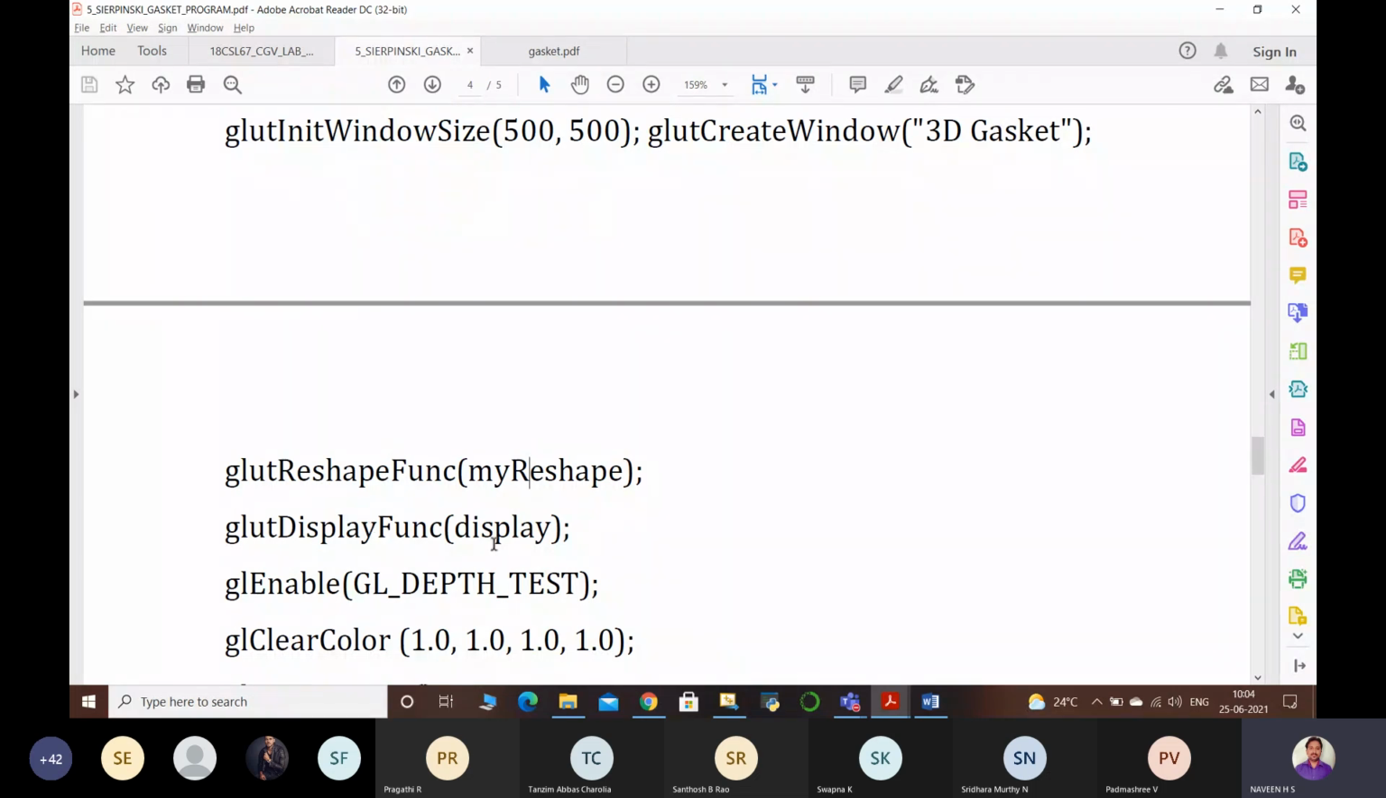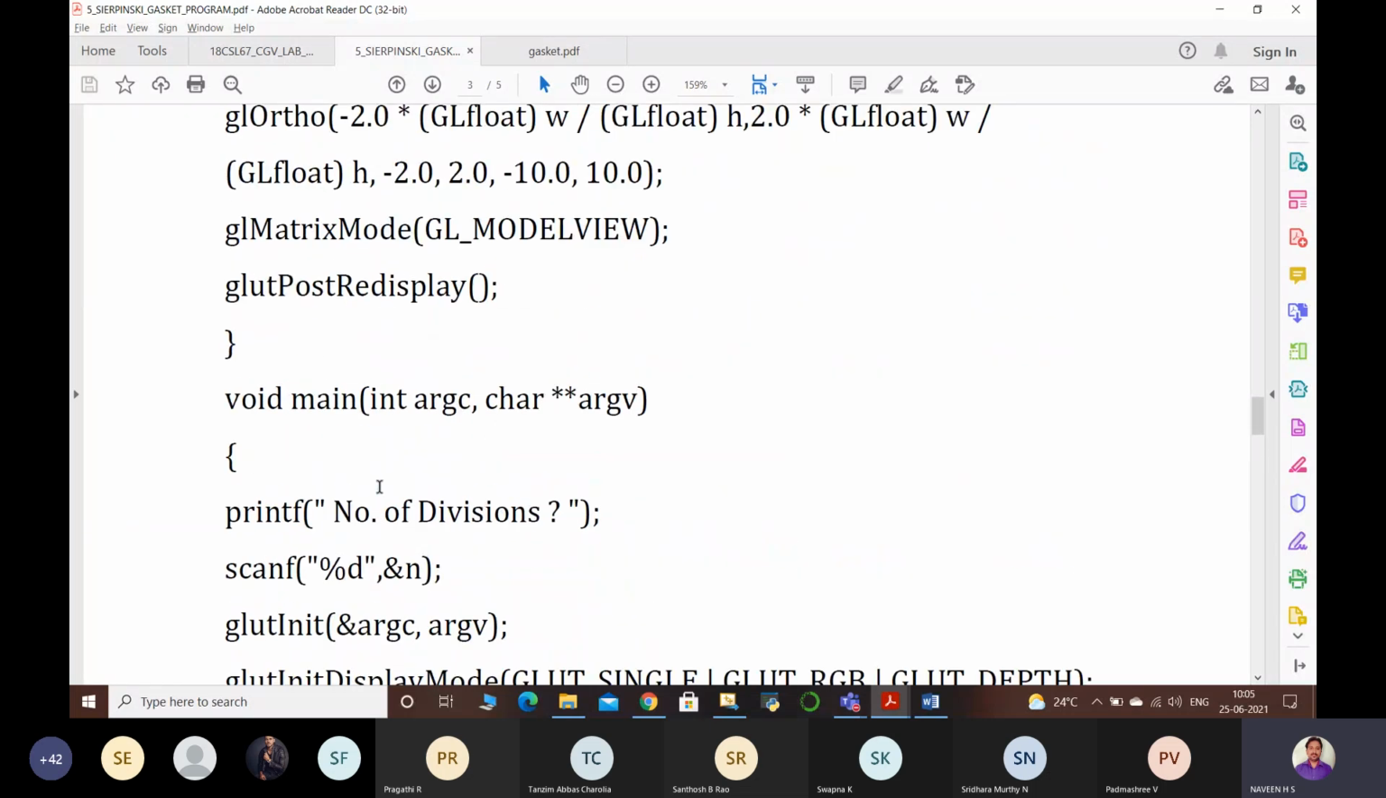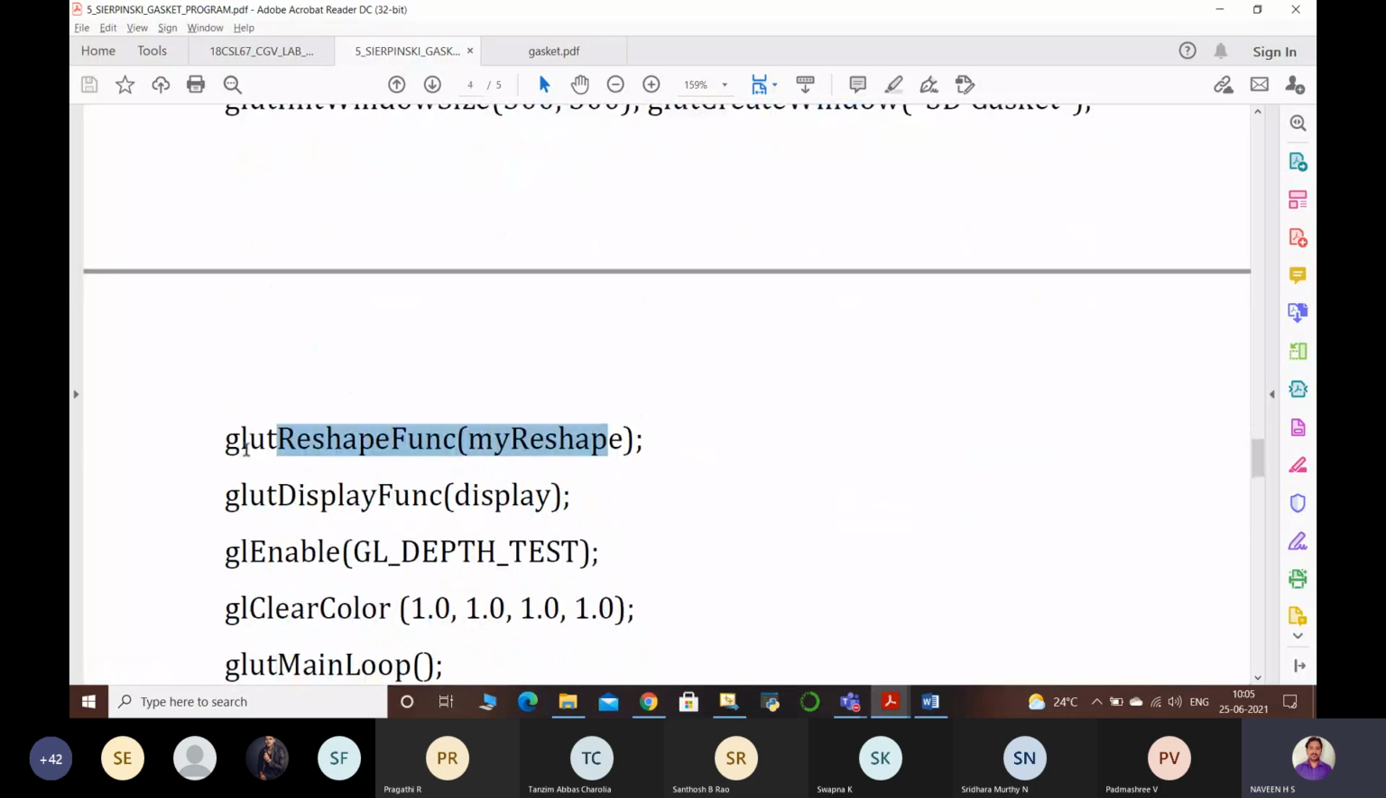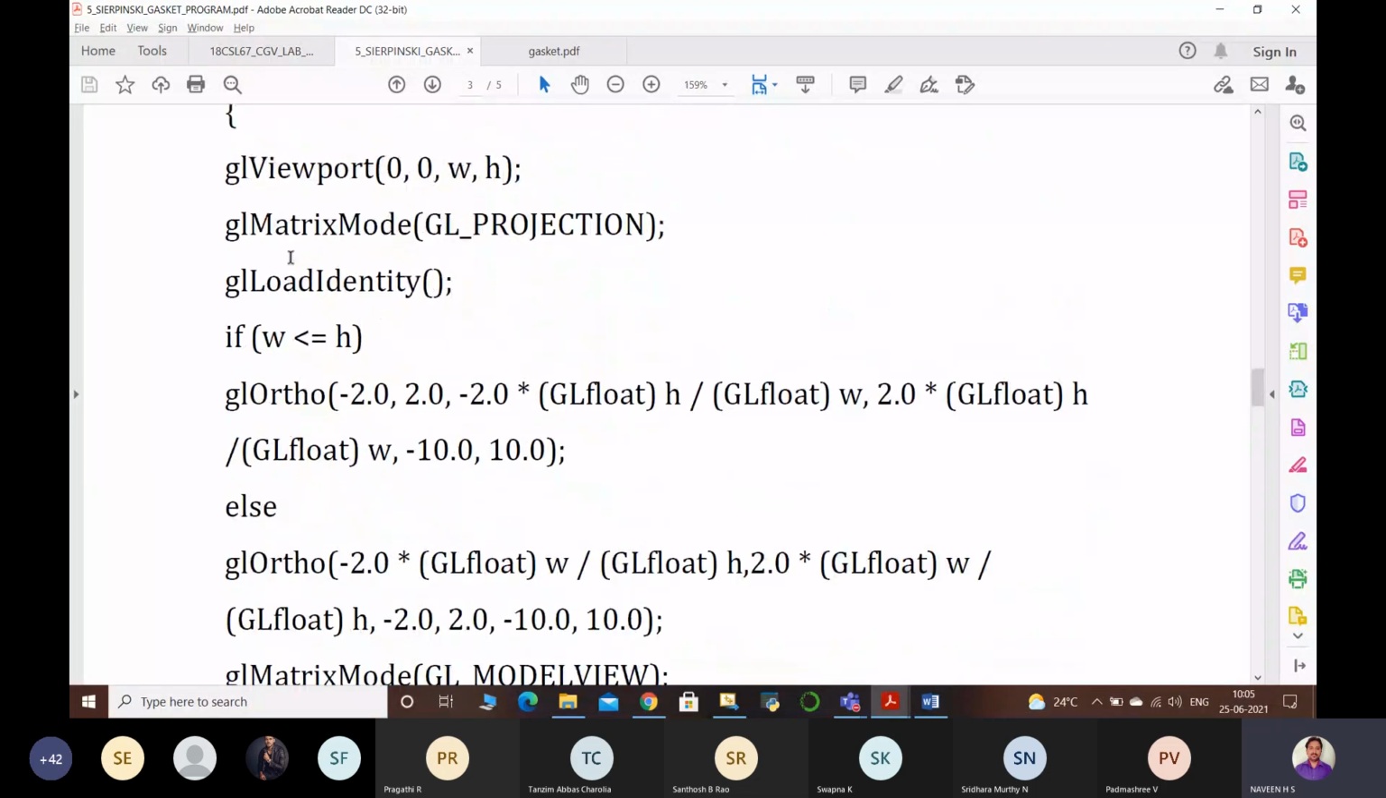Next, glutDisplayFunc display. This is just the normal display function we are using, in order to draw all the objects we are processing in our program. We'll move on to this later, because once this is called, the control will go to that function.